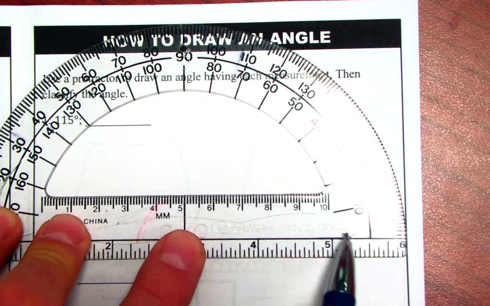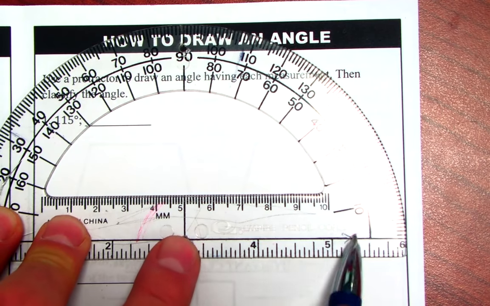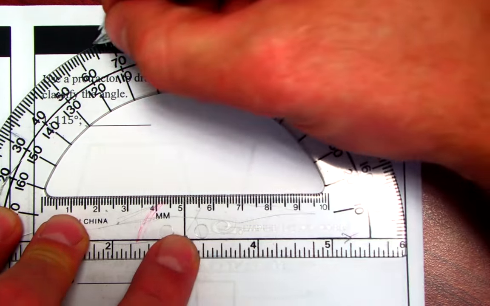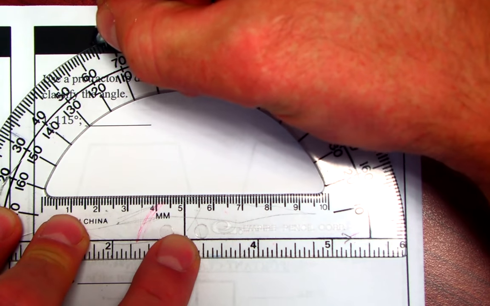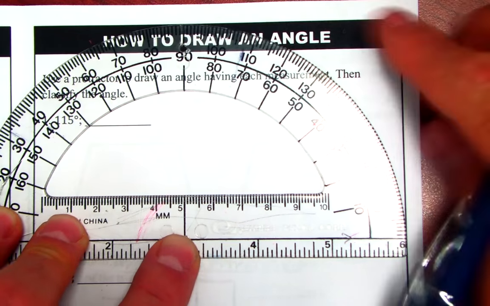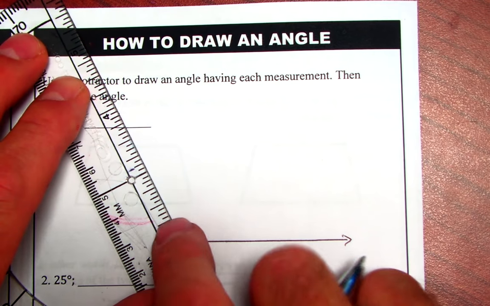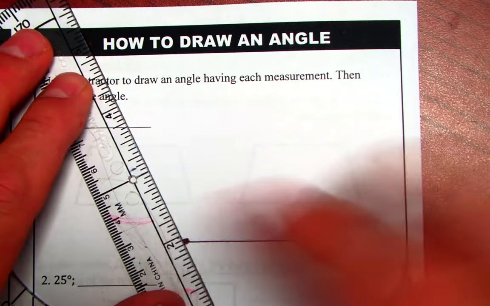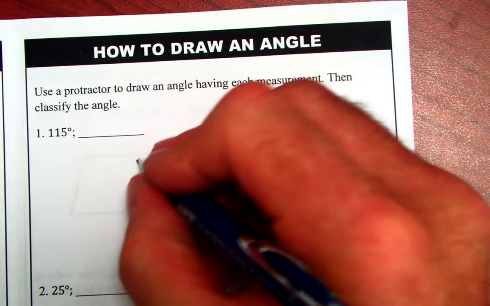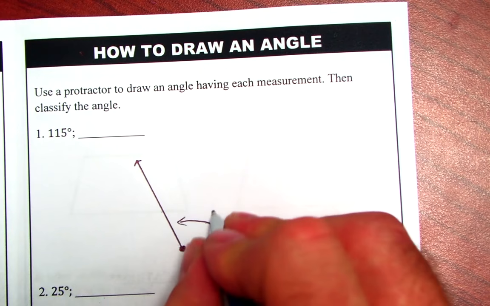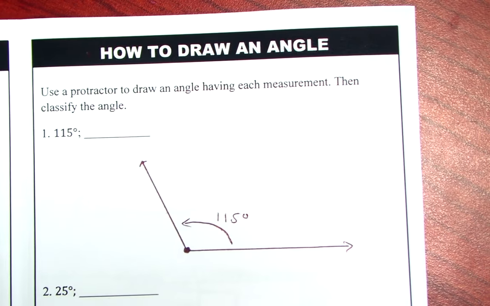Notice how the 0 is on our inside track, so we're going to follow that until we get to 115 degrees. We're going to put a little mark there, and this time it's off into the black. Then just line up your vertex with that mark you made and draw your terminal side, and now you have a 115-degree angle.